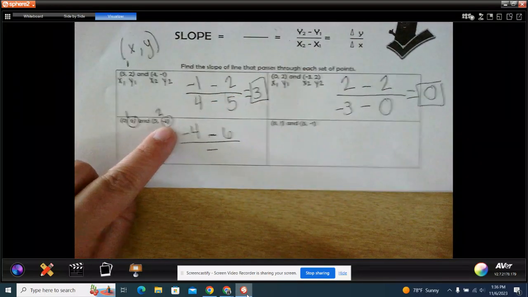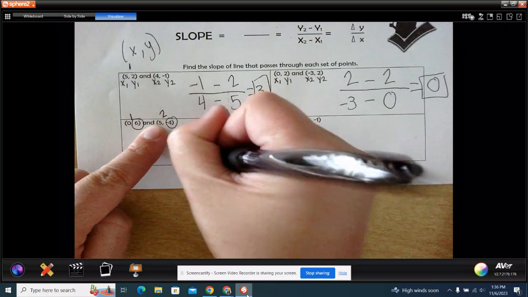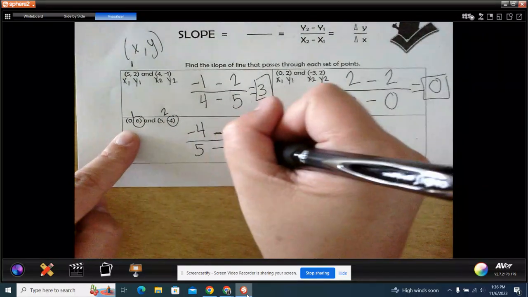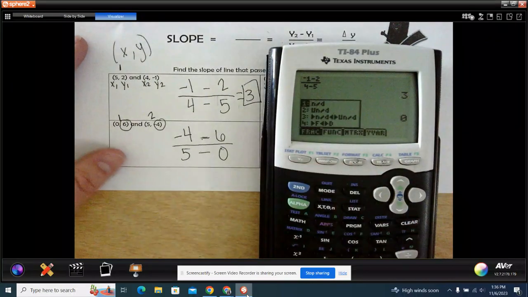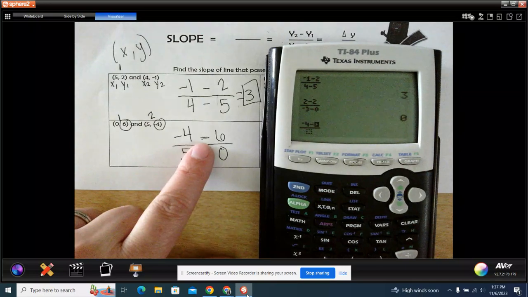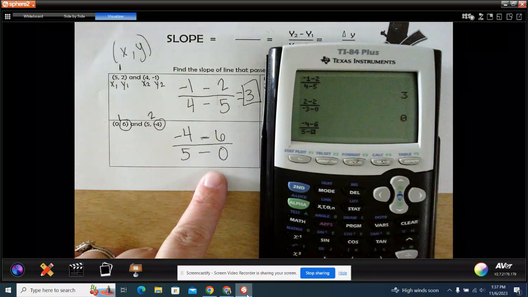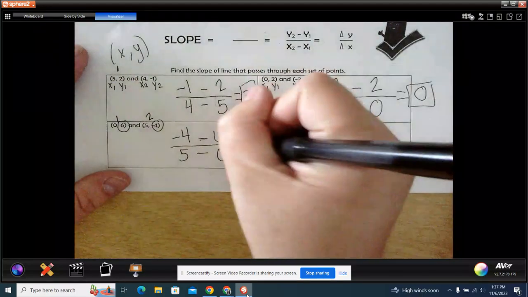And then I look at pairing it up. So negative 4 goes with 5, so 5 will go below the 4. 6 is paired up with 0. And then we're going to type in our calculator. Alpha, y equals, enter. So this is negative 4 minus 6, arrow down, 5 minus 0, and enter. And so our slope is negative 2.